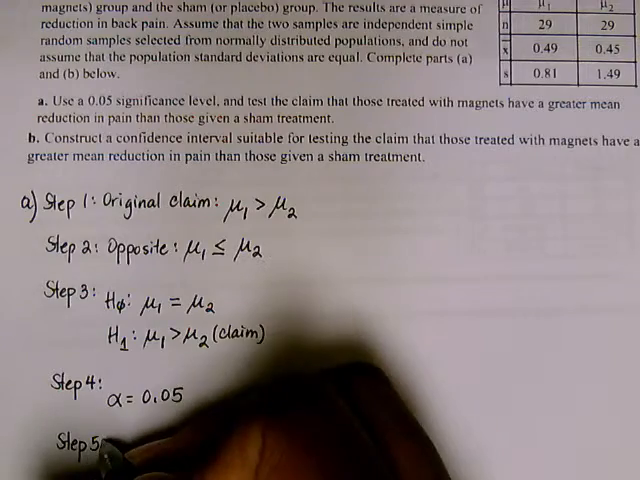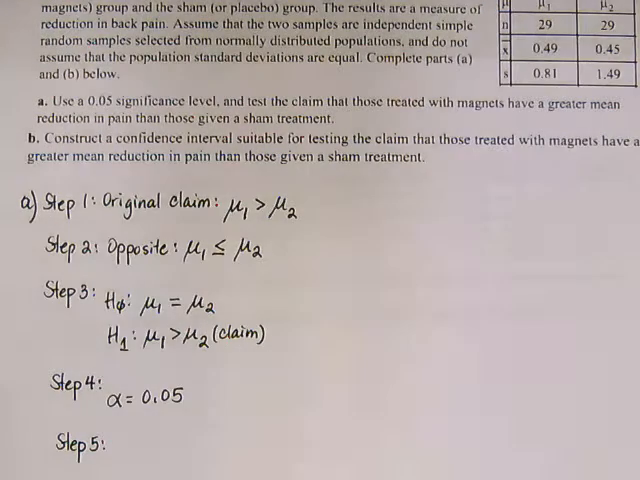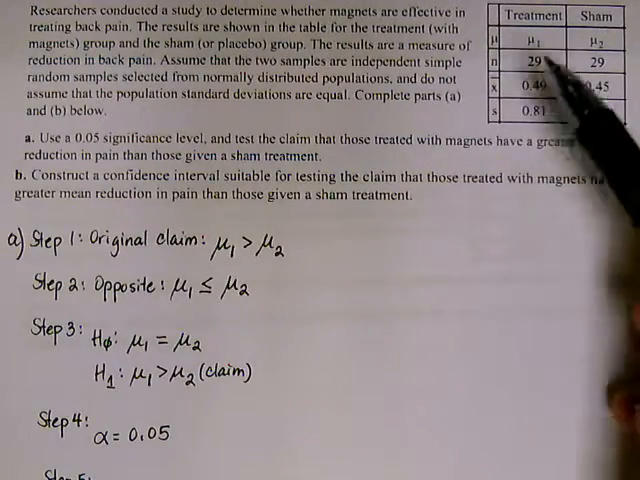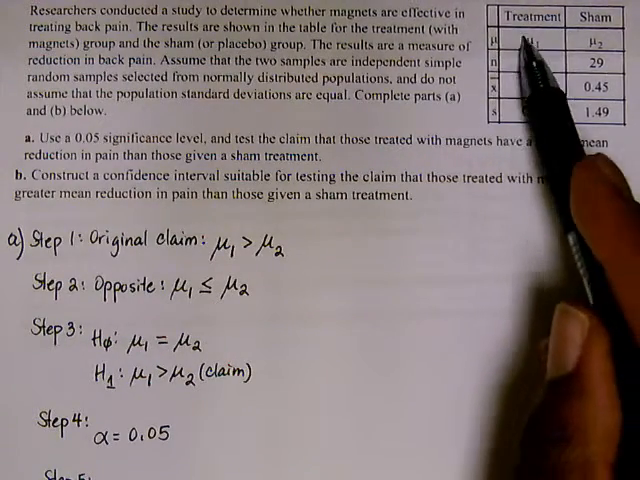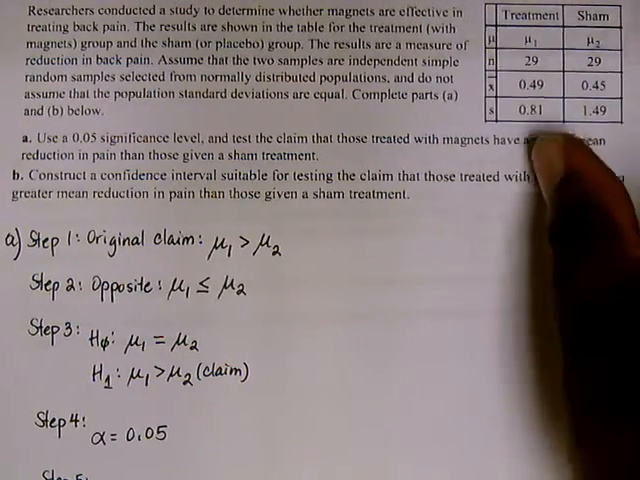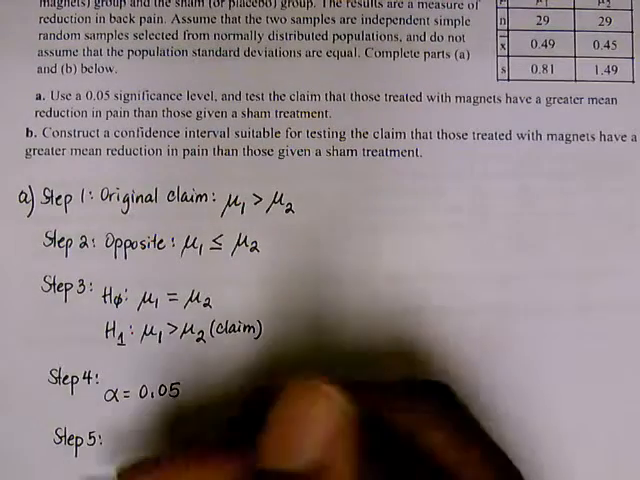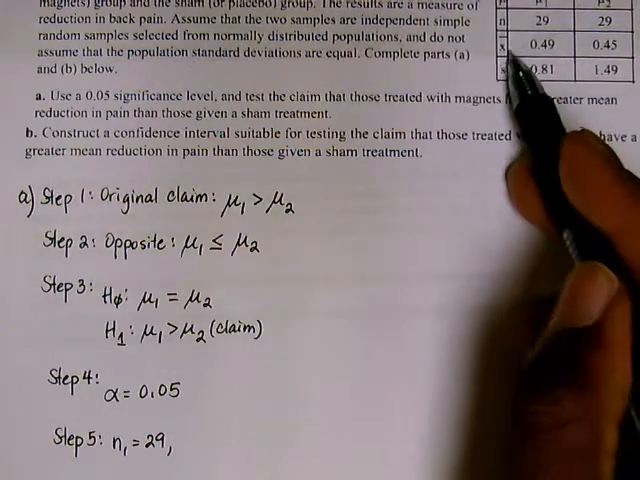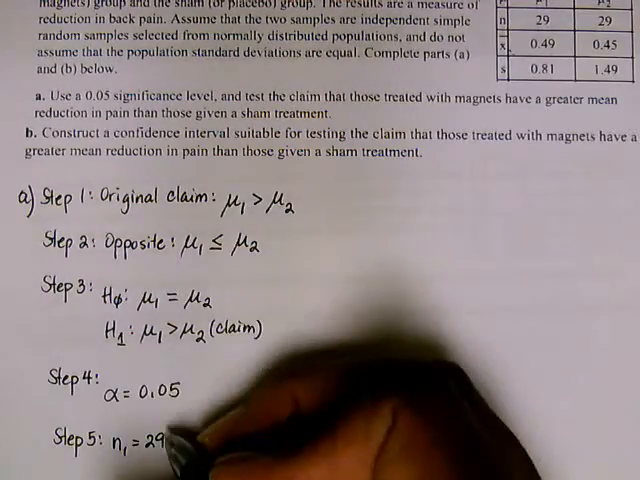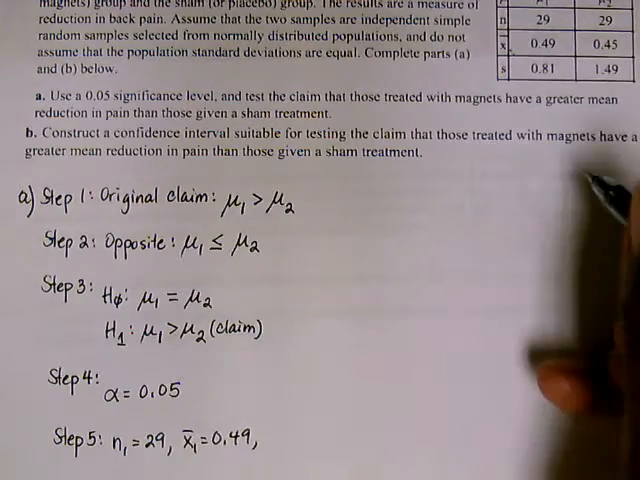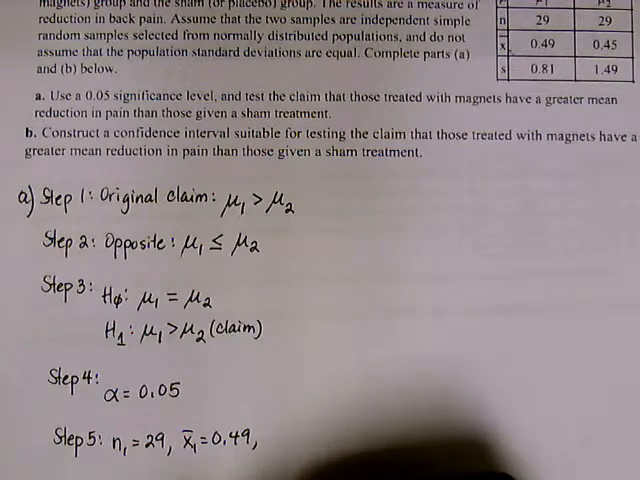Step number 5 is simply calculating the test statistic. Now here we can use the graphing calculator for this one. For the treatment, that's your mu sub 1, and it has sample statistics there. So here for the treatment, if mu sub 1 is the treatment, then N1 will be that sample size, which is 29. So here N1 is 29. X bar 1 is 0.49. S1 is going to be 0.81.